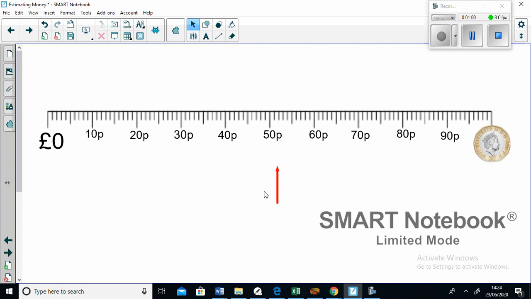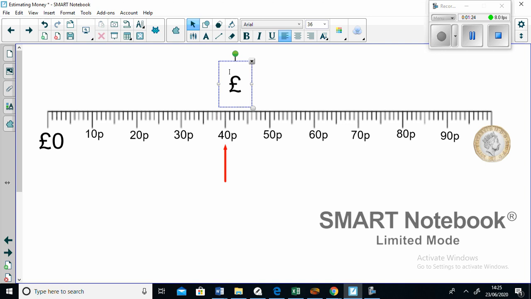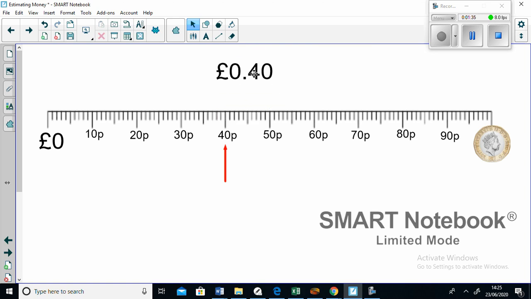And actually rounding values of money to the nearest pound is almost identical to rounding decimal values to the nearest whole number. Let me show you what I mean. Let's put our little red arrow to a value. Let's put it to 40p. Okay? And if we're talking about in pounds, that would be £0, decimal point, and 4 10p's or 4 tenths or 40 hundredths. So 0.4 pounds.